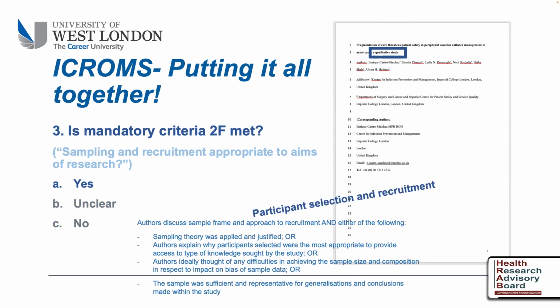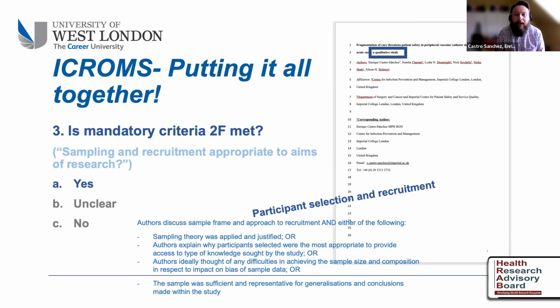I believe it's quite well written because they have identified who they included, and then they are talking about these strata as well. So it's quite comprehensive. Thank you. And actually, that comprehensiveness in the definition of the mandatory criteria, what we're looking for is that the authors discuss the sample frame and approach to recruitment. So where were the participants, the potential participants, coming from? And they also had to either tell us about the sampling theory or explain how the participants were selected, or tell us about any difficulties and whether the sample was sufficient or representative.